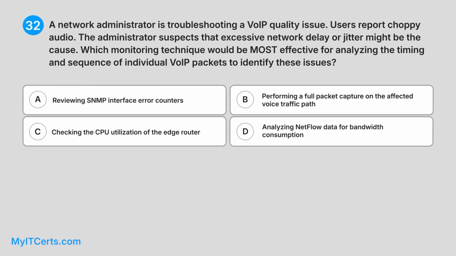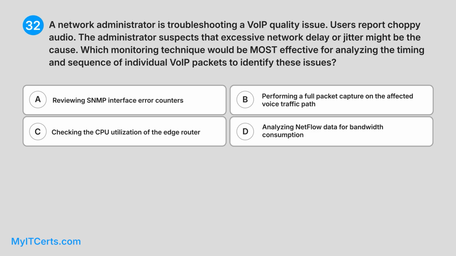32. A network administrator is troubleshooting a VoIP quality issue. Users report choppy audio. The administrator suspects that excessive network delay or jitter might be the cause. Which monitoring technique would be most effective for analyzing the timing and sequence of individual VoIP packets to identify these issues? A. Reviewing SNMP interface error counters.